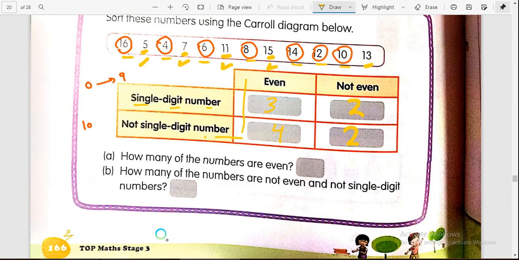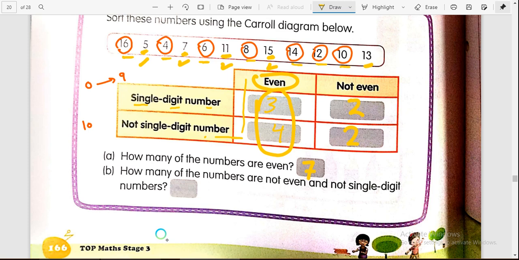Let's solve these 2 questions. How many of the numbers are even? So you will tell me 3? No. 4? No. Even numbers, so we will add the 3 and 4 together in the same column of the even numbers. In the same column we have 3 and 4, which makes 7. So we have 7 even numbers.